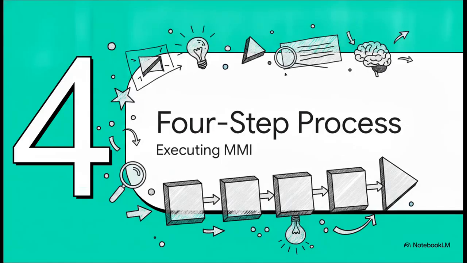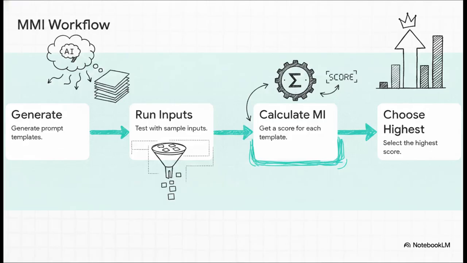All right, section 4, the four-step process. This brilliantly illustrates how the whole workflow breaks down into 4 clear, easy-to-follow stages. Step 1, generate templates. You can write variations yourself or even have an AI brainstorm a list of options for you. Step 2, run sample inputs. You feed a few test runs into the model just to make sure the prompts are actually generating reasonable outputs. Step 3, calculate MI scores.